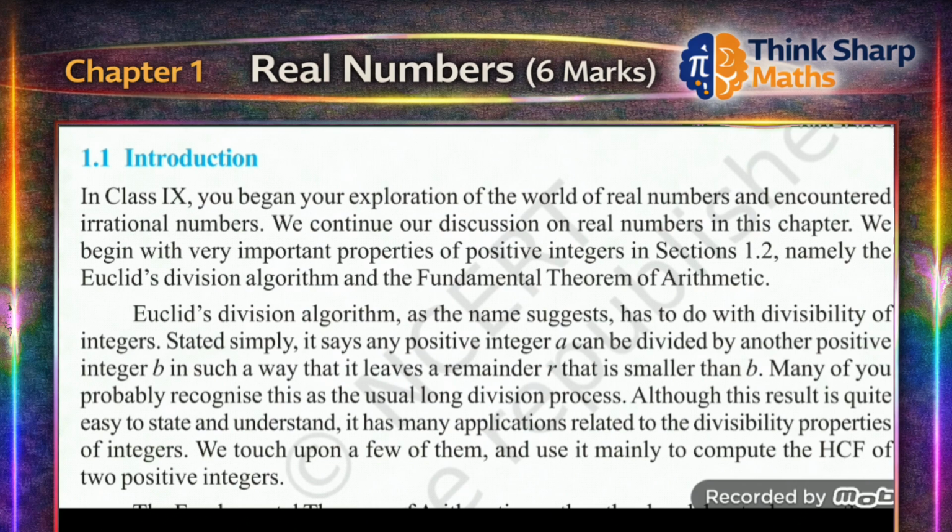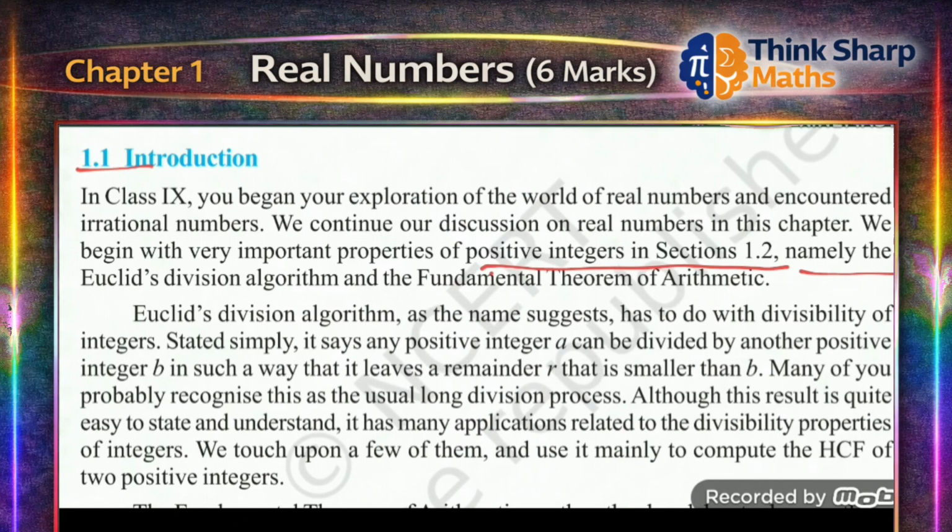We begin with very important properties of positive integers in section 1.2. In section 1.2 we are going to start with the properties of positive integers. Here it is 1.1, after this 1.2 will be there. If you don't have NCERT, please arrange it fast, because every day when I upload the video it will be easy for you to understand. If you have a PDF form also it will be helpful, or you can keep one notebook with you and keep making notes of what I am explaining, namely the Euclid division algorithm.